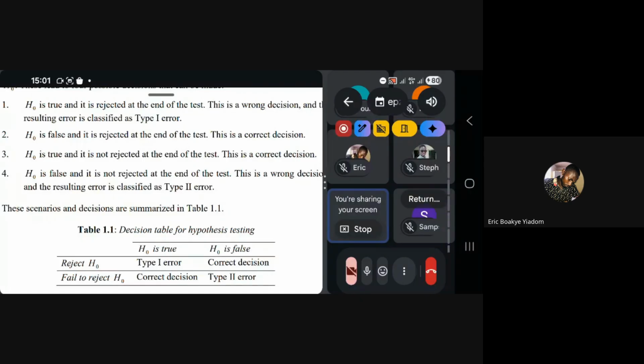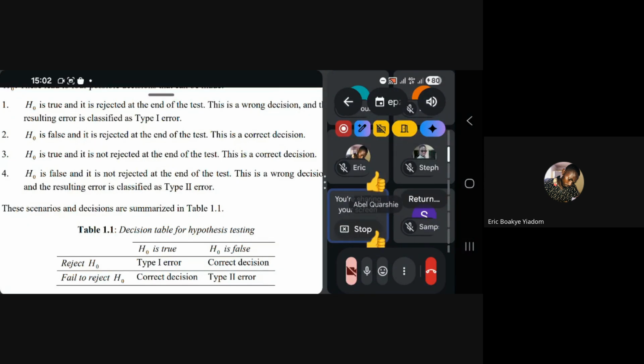Another correct decision is when the null is true and it is not rejected. So all online students are males. Then when I conducted my research, I realized that indeed all of them are males, and I picked that up. And in conclusion, I wrote that indeed what I said was true. They are all males, they are not females. Then it means that my decision is correct and I've made a very good decision.